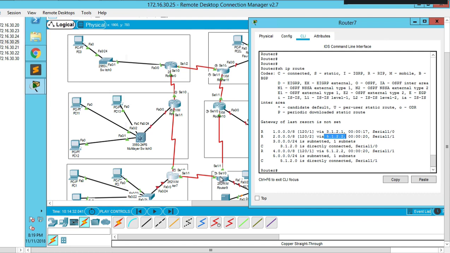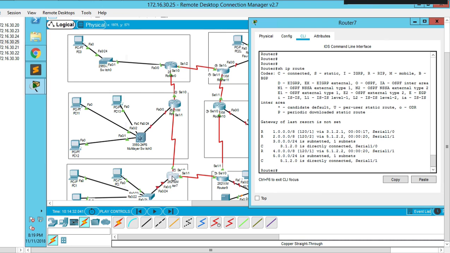So this router here knows about number 2, so that's how it knows there. It knows about the 4 network via the 5, which is the same thing right here. So it knows about this one right here. Okay, what else? It's connected to 5.